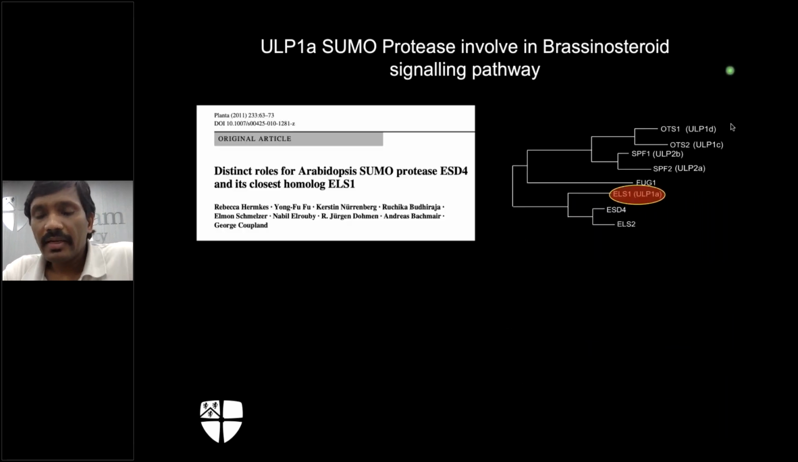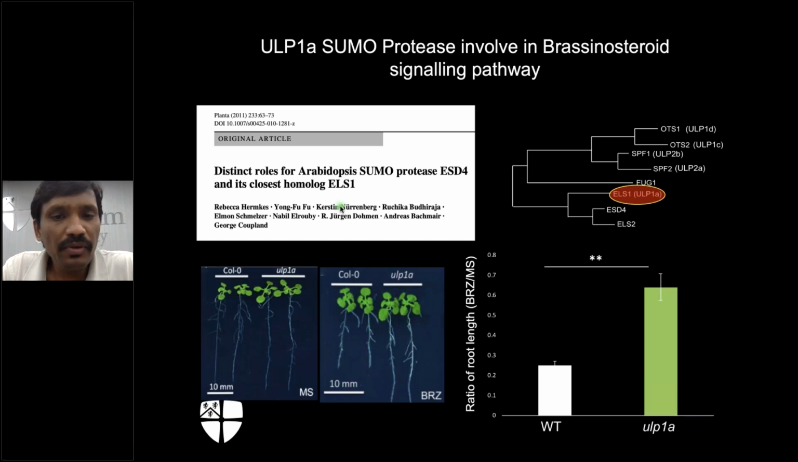What we did was try to characterize all of the SUMO proteases in the lab. During the characterization, we identified a SUMO protease that we found to be cytoplasm localized. Once we saw that, we looked into the literature to see whether someone had already identified it, and we found that George Coupland's lab from Max Planck had already identified this SUMO protease and characterized it in different ways. We started looking at this SUMO protease, and we found that it is involved in brassinosteroid signaling.